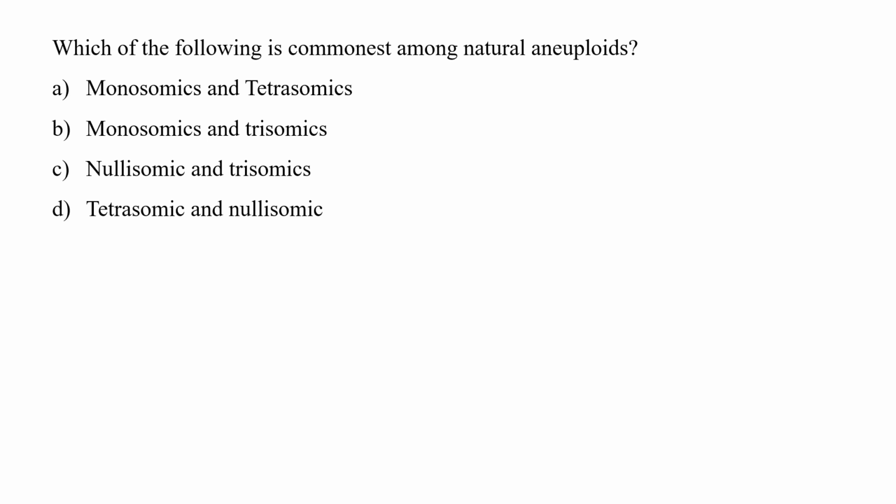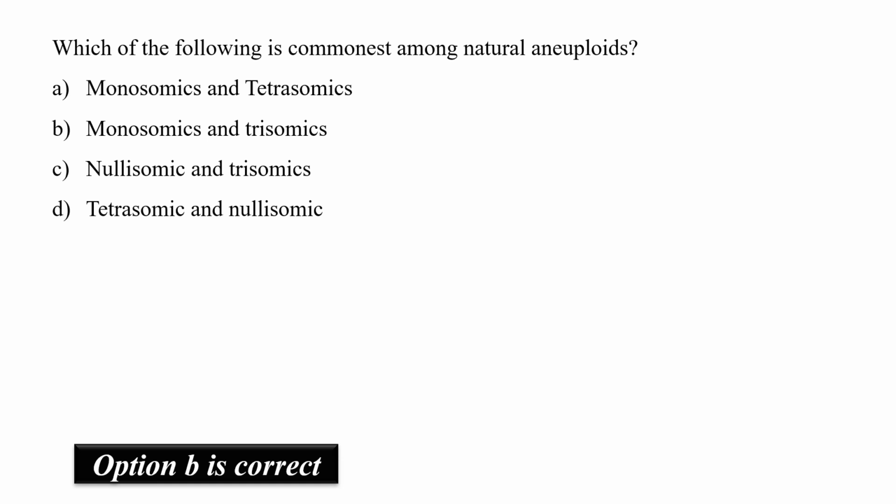Question says, which of the following is commonest among natural aneuploids? So aneuploidy is the condition when there is a numerical change in a part of a genome, and usually this change is in a single chromosome. The commonest among natural aneuploids is monosomics and trisomics. Monosomics is the condition when there is 2n minus 1 and trisomics is 2n plus 1. So correct option is option number B, monosomics and trisomics.